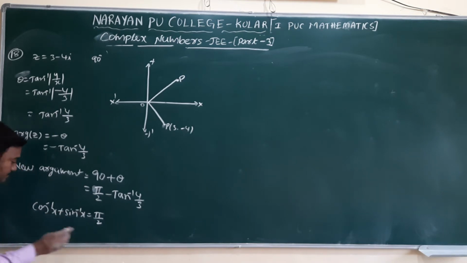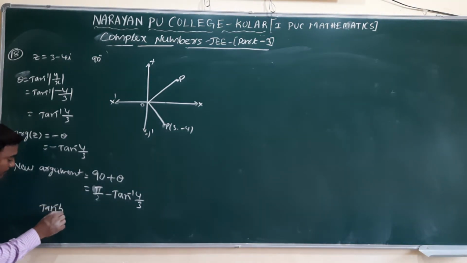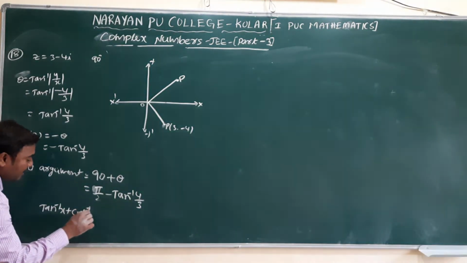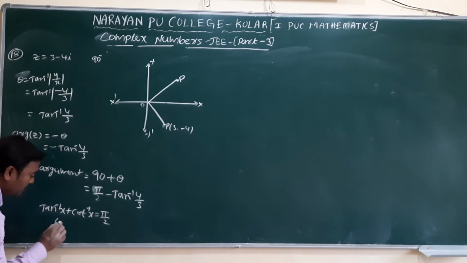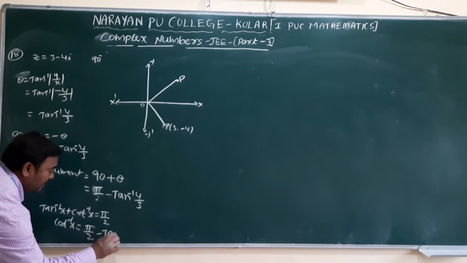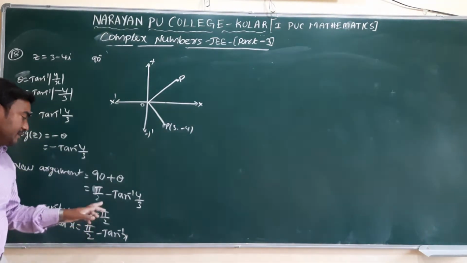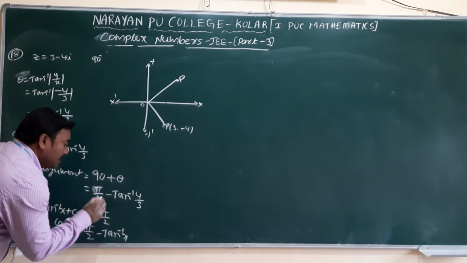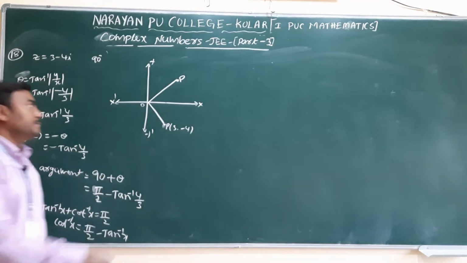So here, tan inverse of x plus cot inverse of x is equal to pi by 2. It will be studied in second year in inverse trigonometry. Here cot inverse of x is equal to pi by 2 minus tan inverse of x. But here the condition is pi by 2 minus tan inverse of 4 by 3. In place of x we have taken 4 by 3.